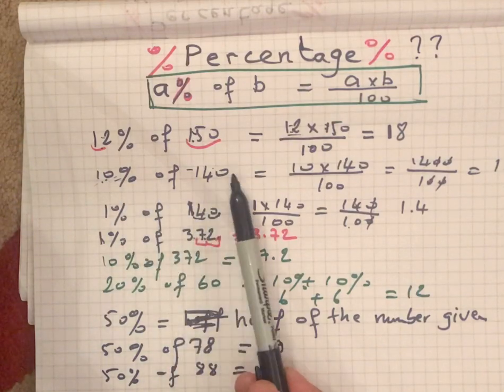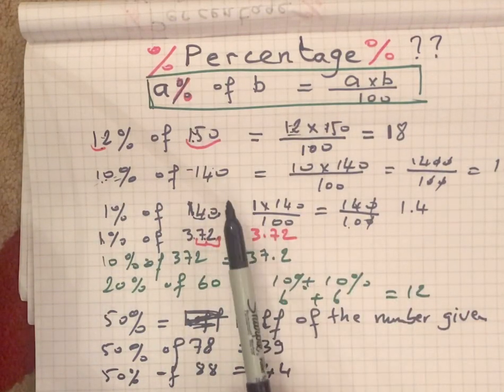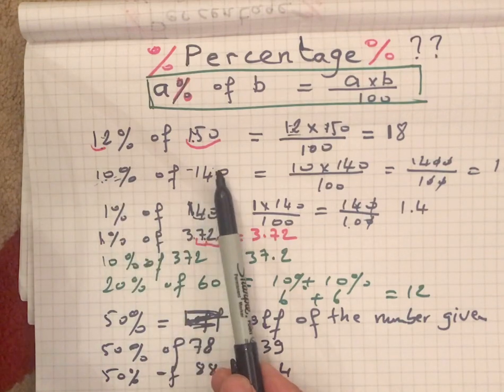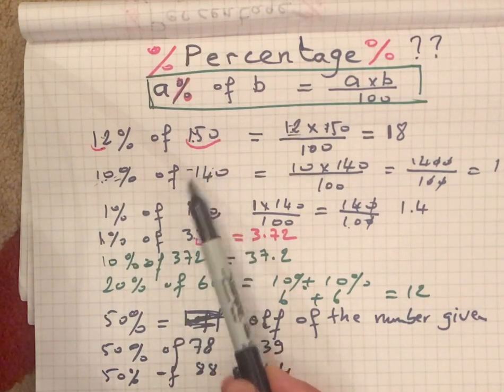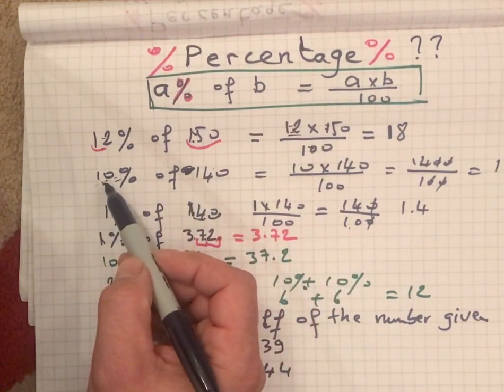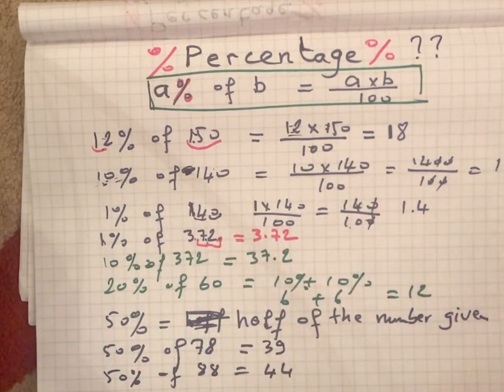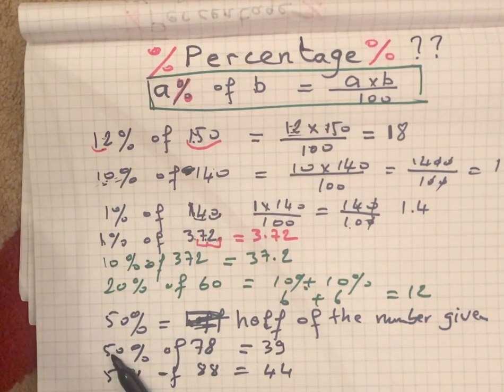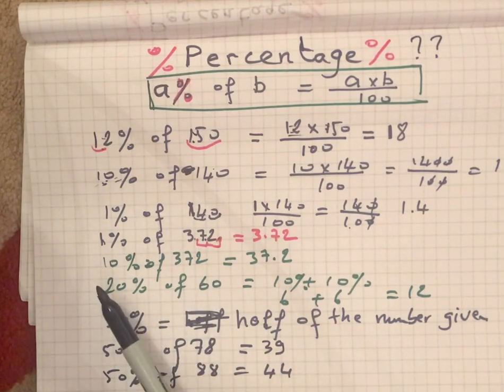10% of 140, if you always want to apply the formula, is 140 times 10 divided by 100. You get 14. 50% of 88 is 88 times 50 divided by 100. 50% of 78 is 78 times 50 divided by 100. You get the same answer. And so on.